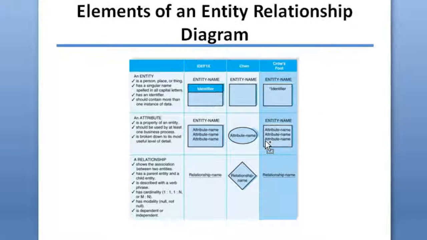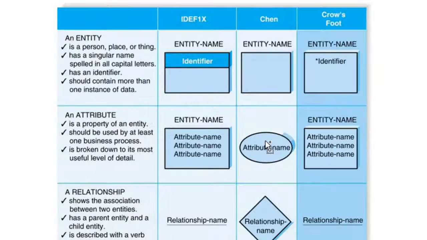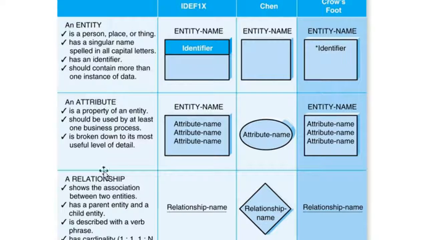The elements are like this. We have entity, we have attribute, we have relationship. It's simple. An entity is just like a person or a place, or things that we can give a name. Let's say a customer is an entity.